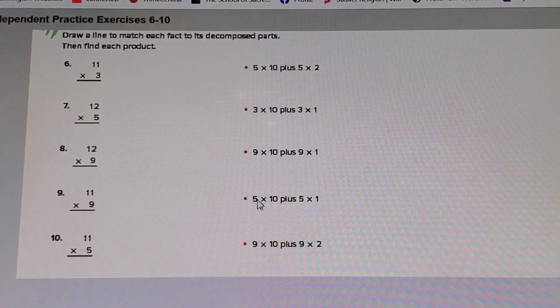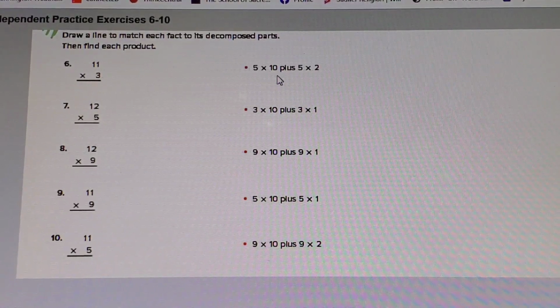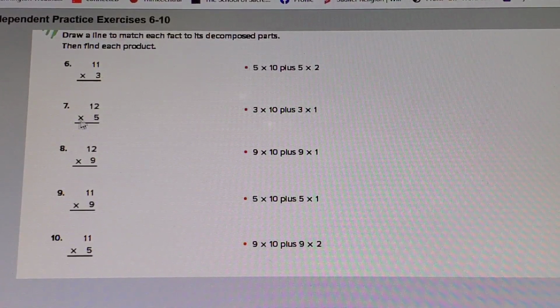It'll be one of the ones with a 5. 5 times 10 plus 5 times 2. Well, 10 plus 2 is 12, so it matches with this one. And you write what you think the answer should be.